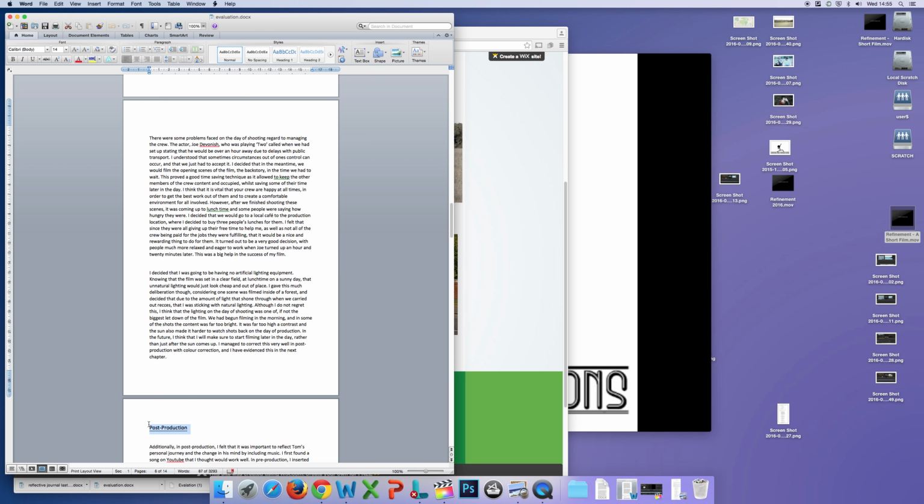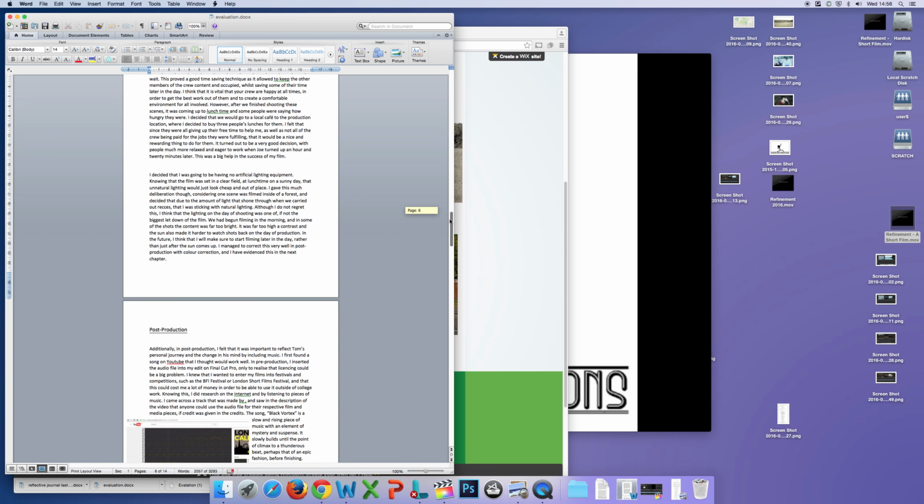stage, just down here. I've spoken about the problems on the day that we faced, and the management skills I had to combat them. This included people turning up late to the set, and taking people out to lunch to keep them motivated and happy, and I think I really showed my management skills in this document.